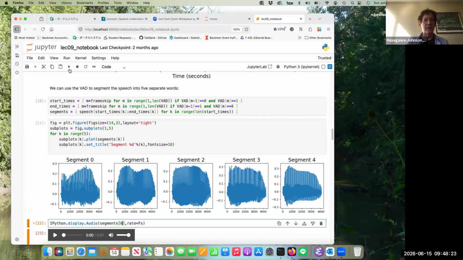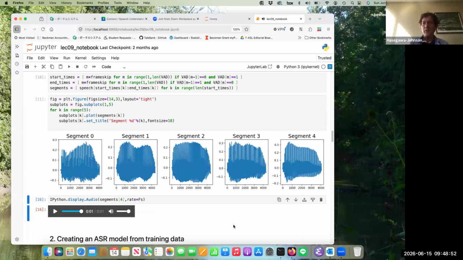Segment 0 should be the ah. Segment 1 should be the e. Segment 2 should be the u. We can just check these one at a time. Segment 3 should be the a. And segment 4 should be the o. All right, good. Now we've got one example of each of the 5 vowels produced in my voice.